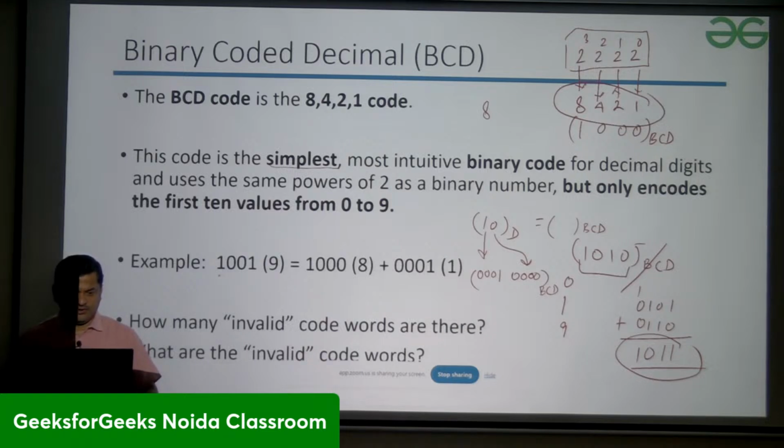All right. So here you can see that it is having 8 plus 1, which is getting me the value 1001. So it is nothing but a simple binary addition, but that could fail at this particular position, if it is exceeding more than 9. This we have already seen, how many invalid code words are there.